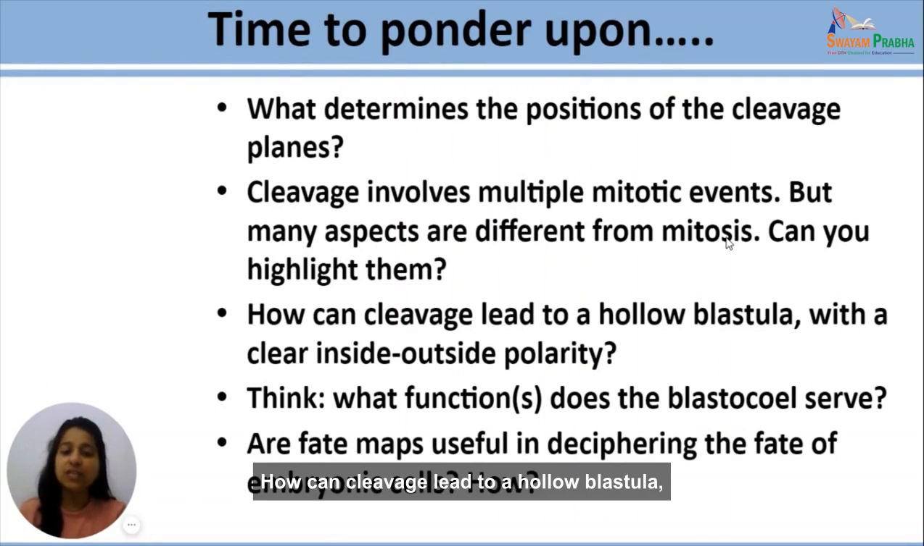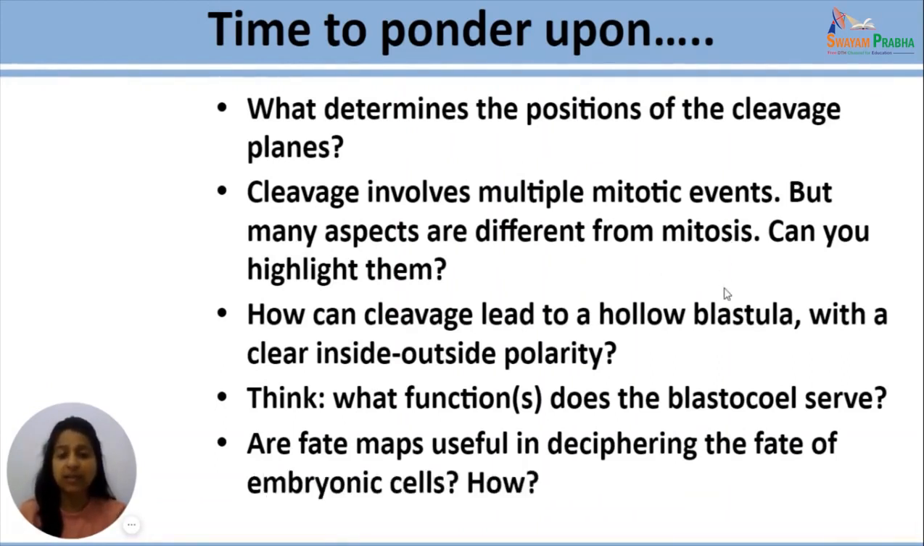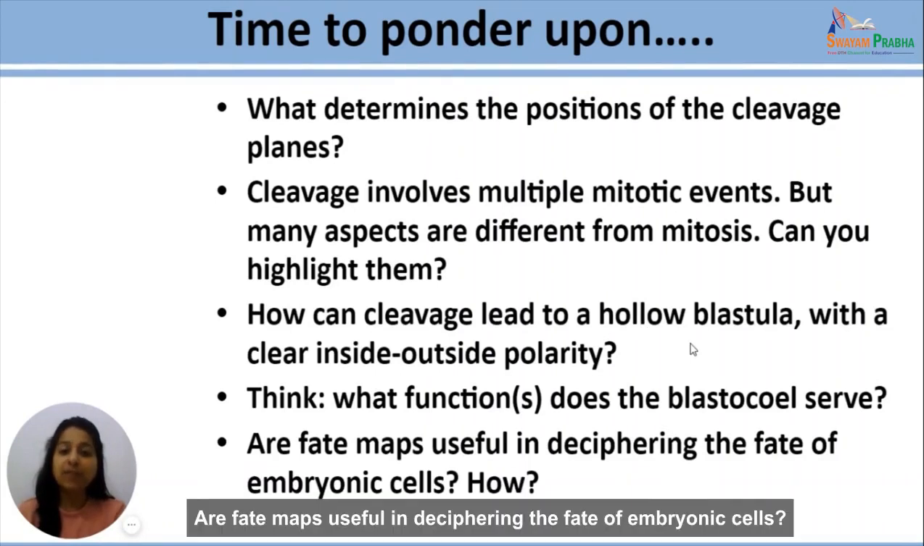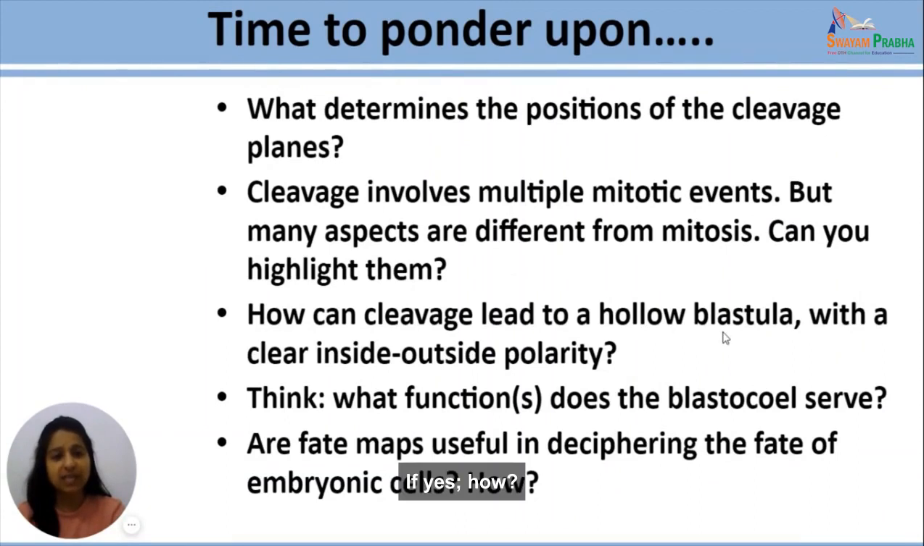How can cleavage lead to a holoblastula with such a clear inside-outside polarity? Also, think, what functions does the blastocoel serve? Are fate maps useful in deciphering the fate of embryonic cells? If yes, how?